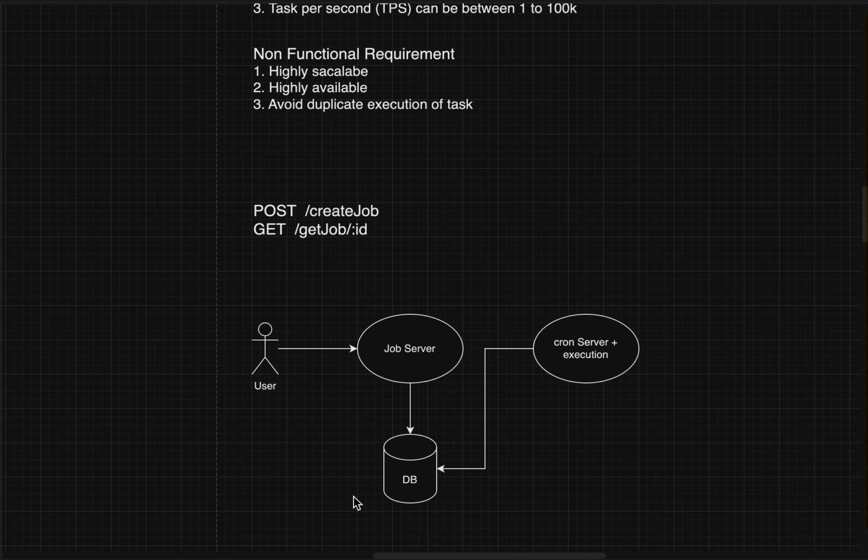This job server is a single point of failure. If this job server goes down, the whole system will go down. New jobs cannot be added. Cron is also a single cron server, so if this cron goes down, jobs will not be executed from the DB. And also it cannot scale to our requirement of 100K tasks per second. It cannot execute this many jobs in one go.